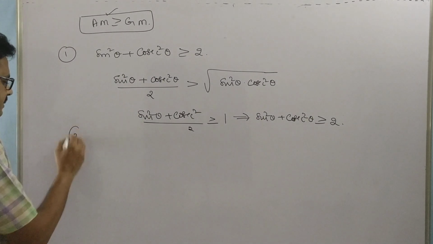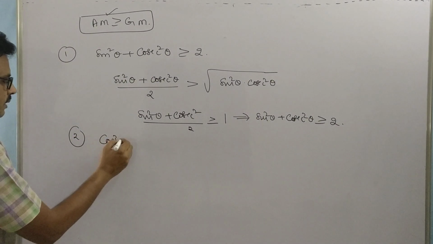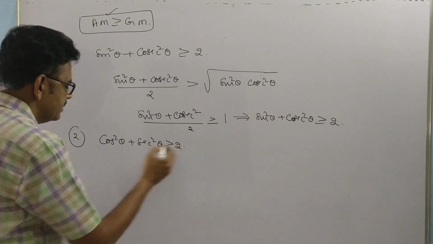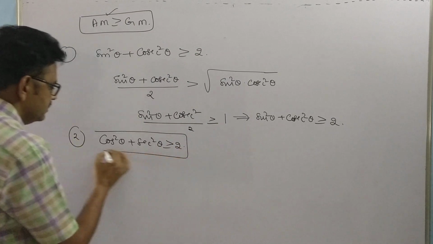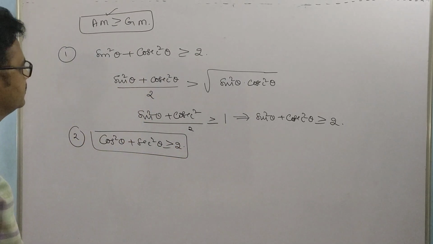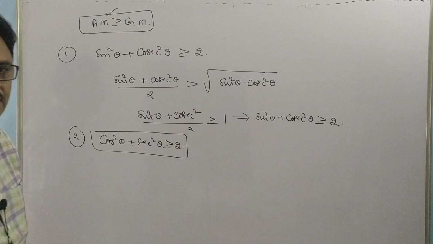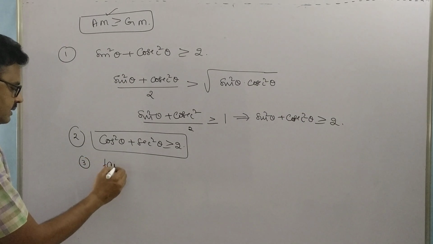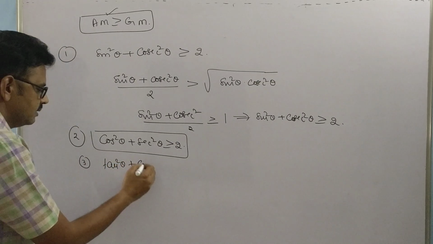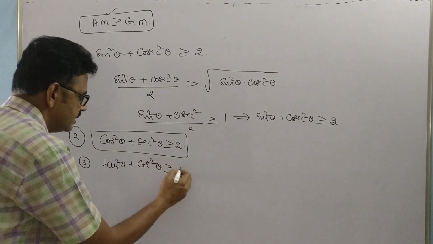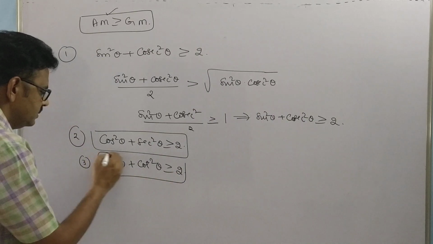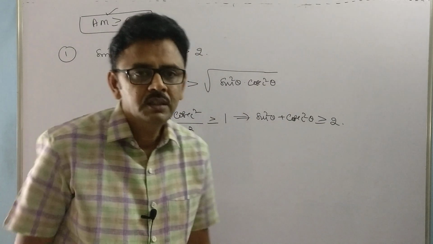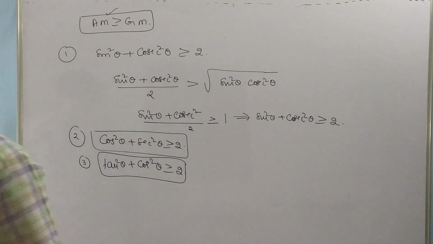Second one, similarly, cos square theta plus secant square theta is also greater than or equal to 2. So using the same concept, using AM is greater than or equal to GM. And the third one, tan square theta plus cot square theta is also greater than or equal to 2. So this is one result, using AM is greater than or equal to GM.